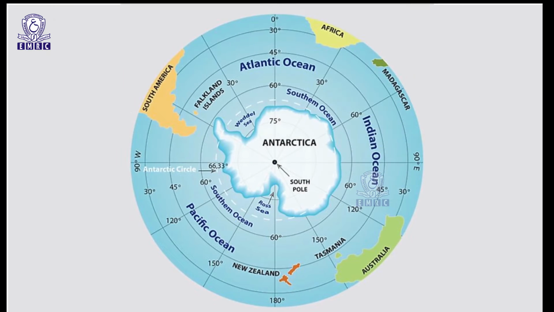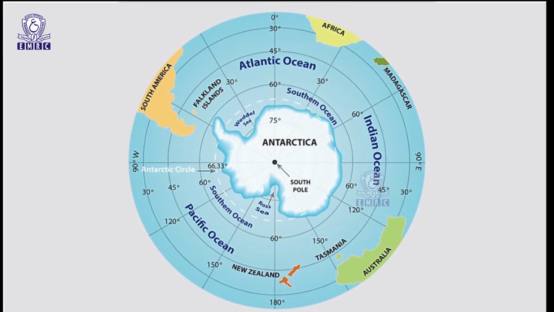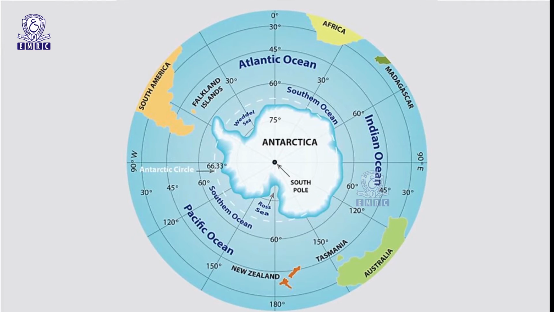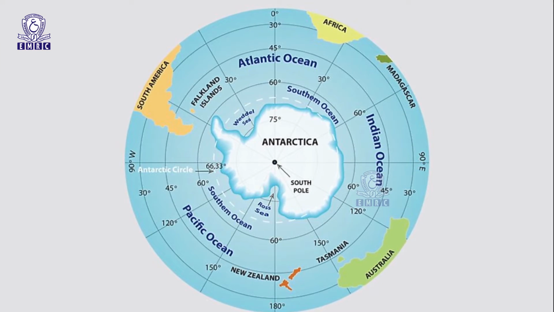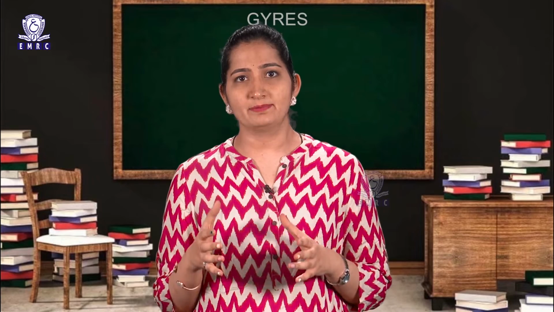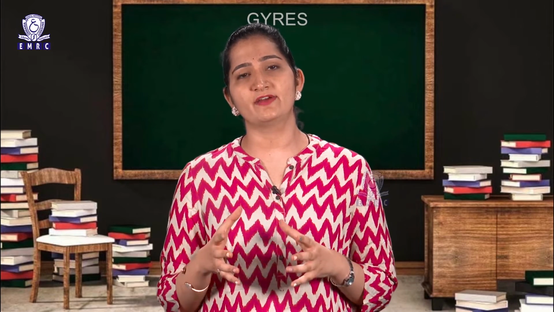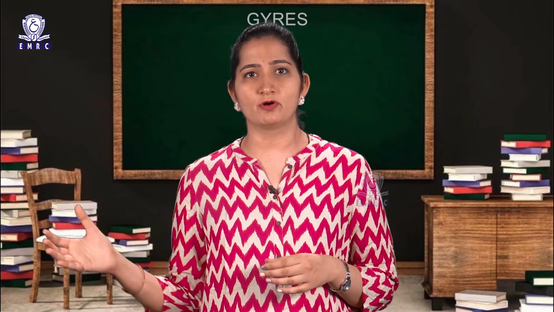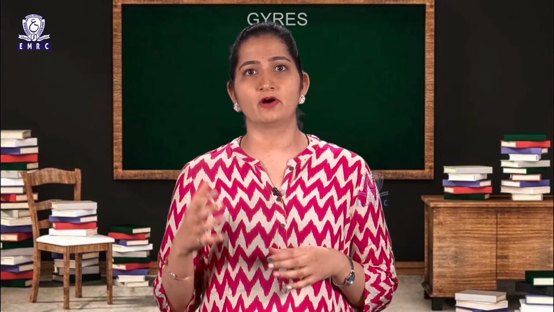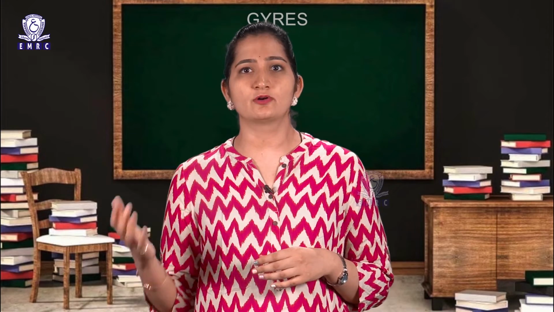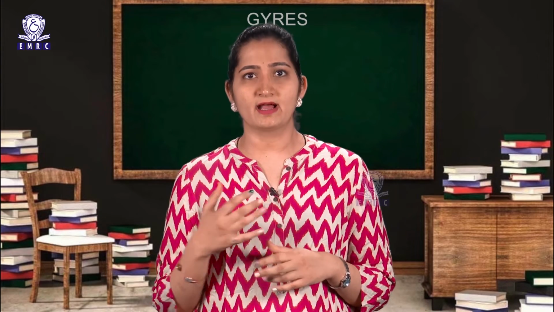Gyres flow in a clockwise direction in the oceans of the northern hemisphere and in a counterclockwise direction in the southern hemisphere. This happens mainly because of the Coriolis effect creating surface ocean currents. Near the Earth's poles, gyres tend to flow in the opposite direction. Some of the ocean currents move quickly while others move slowly.